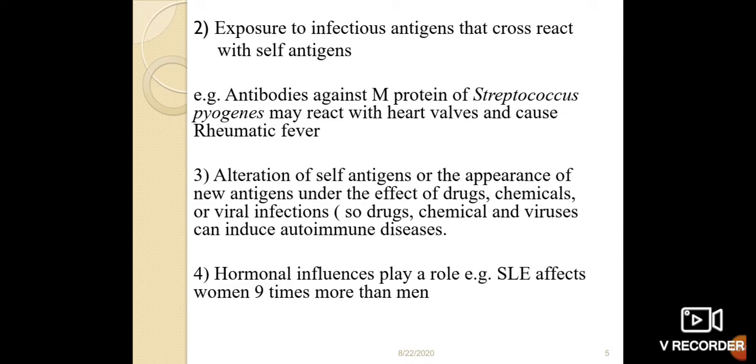Fourth, hormonal influence plays a role in systemic lupus erythematosus, for example, because we can see that systemic lupus erythematosus affects women 9 times more than men. And usually it comes at childbearing age, meaning that when the woman becomes pregnant frequently, in the 30s and 40s, some of them start to develop systemic lupus erythematosus.